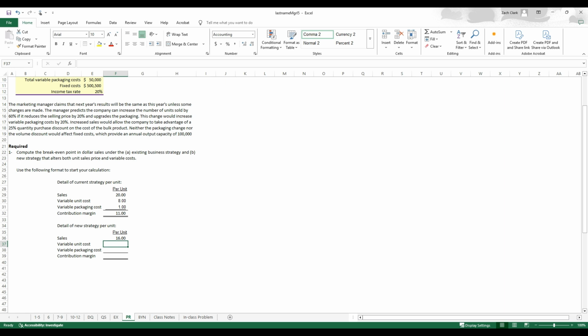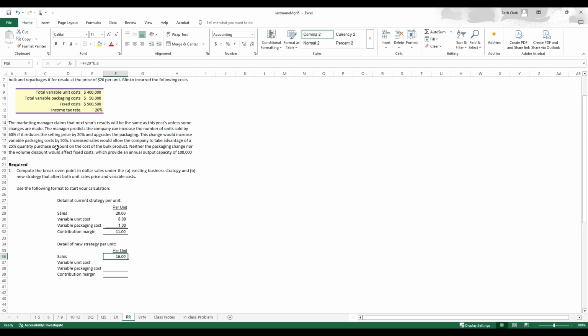And okay, then we're going to look at our amounts here with our new strategy, and we already have our reduced sales price of 20%. The change would increase variable packaging costs. So that one's going to go up by 20%. So the way we can increase this by 20% is to multiply by 1.2. So that'll maintain the 1 and then add 20% basically to it, the 0.2.